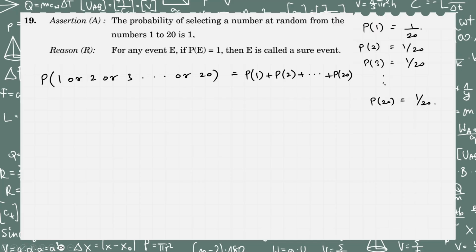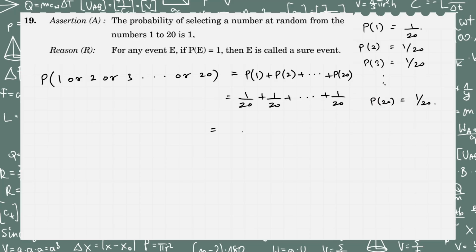Because in probability, whenever the word or is used, we will replace that with a plus. Whenever the word and is used, we will replace it with a multiplication symbol, into. So here or is there. So it can be a 1 or a 2 or up to 20, which can be replaced by probability of 1 plus probability of 2 plus probability of 20. So each of them has a probability 1 by 20, right?